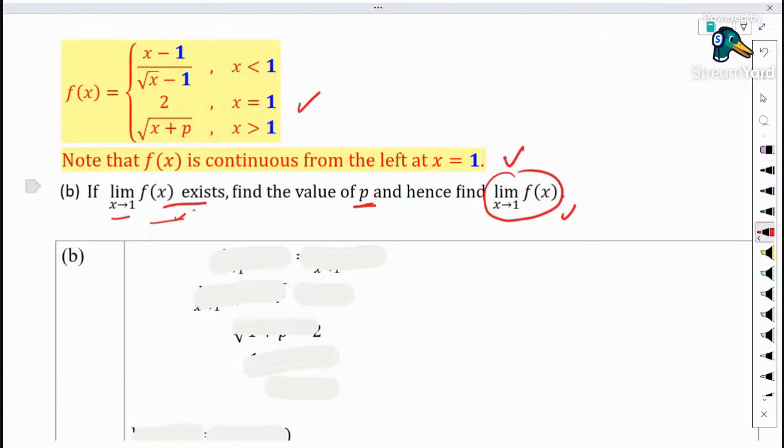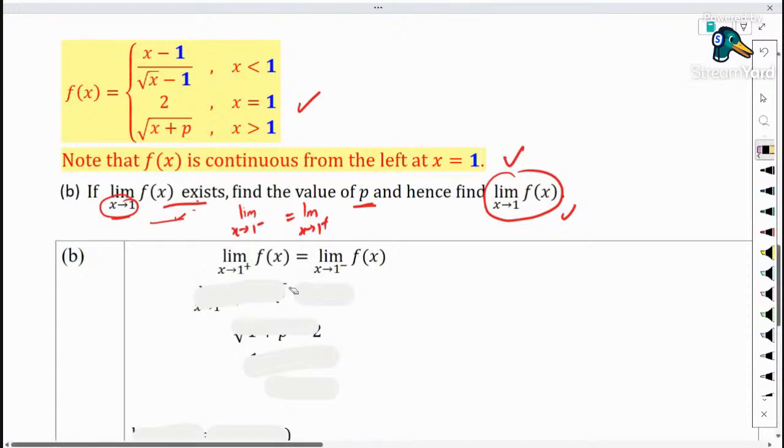So we find out that if the limit x approach to 1 exists, that means the limit from the left, 1 minus, will be the same as the limit from the right of the function, which means that I should begin the calculation with this one. Limit from the left and right is equal to each other. So it doesn't matter. You start from 1 minus equals 1 plus or 1 plus equals 1 minus. Both of them are all right.